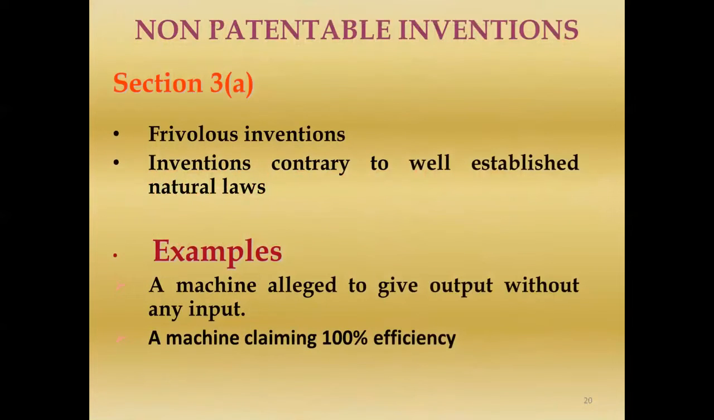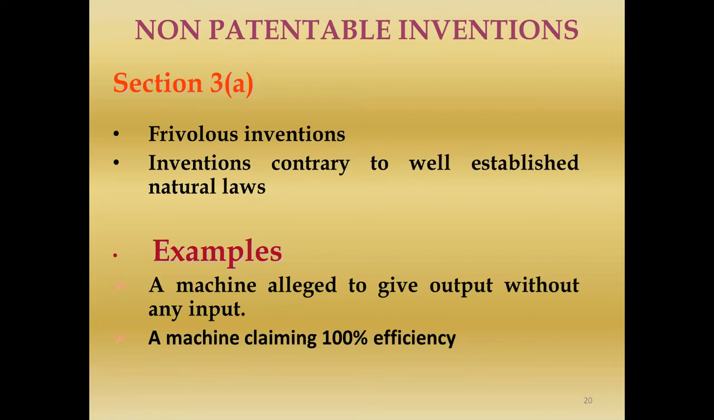Fine. The first ground is a frivolous invention or an invention contrary to well-established natural laws. Say, for example, I come out with one particular machine, and I say, my machine, you need not give input continuously. For the first few seconds, I give input, then I remove the input from the machine, and this machine will, irrespective of time duration, keep on giving me the output. So the efficiency of my machine is more than 100%. If I say so, will you accept it?